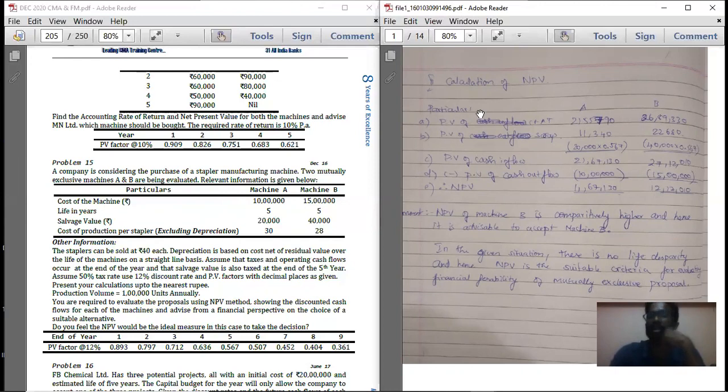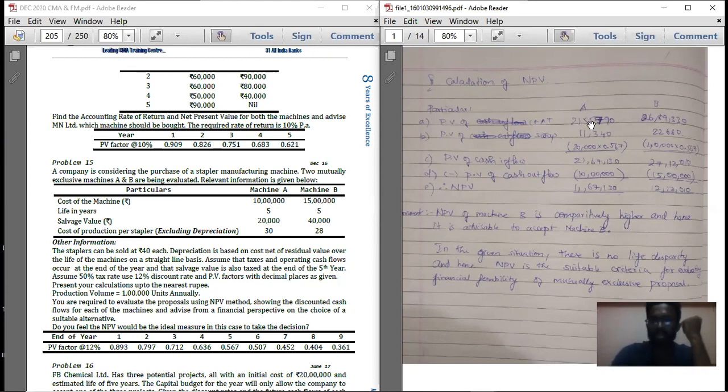Below the 3 columnar table, first column particulars, second column mission A, third column mission B. Below that, particulars record small a, present value of CFAT, which we calculated in the previous statement.